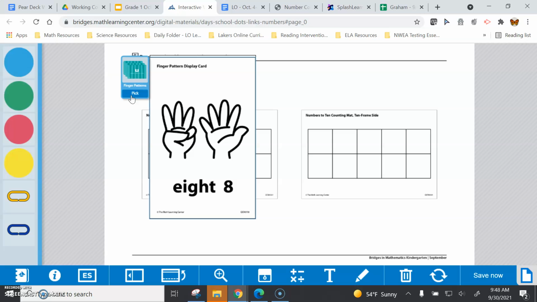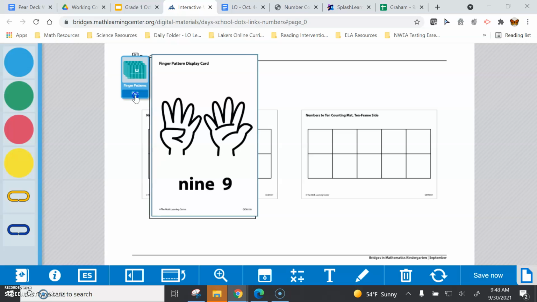Let's try another. The number is 8. Can you use your blocks to make the number 8? Great job, All-Stars. Let's do one more. The number is 9. I knew you could do it, All-Stars. I'm so proud of you.